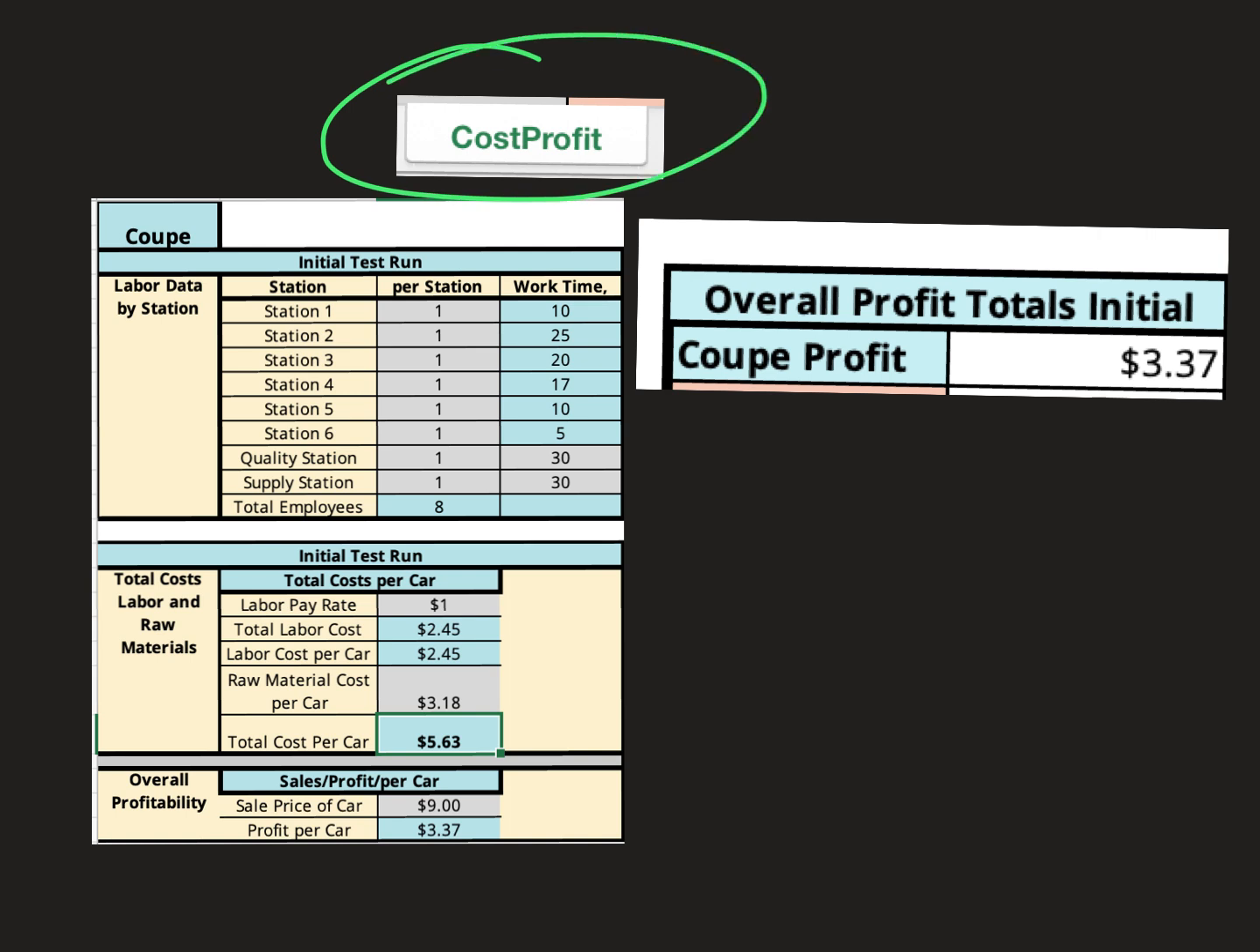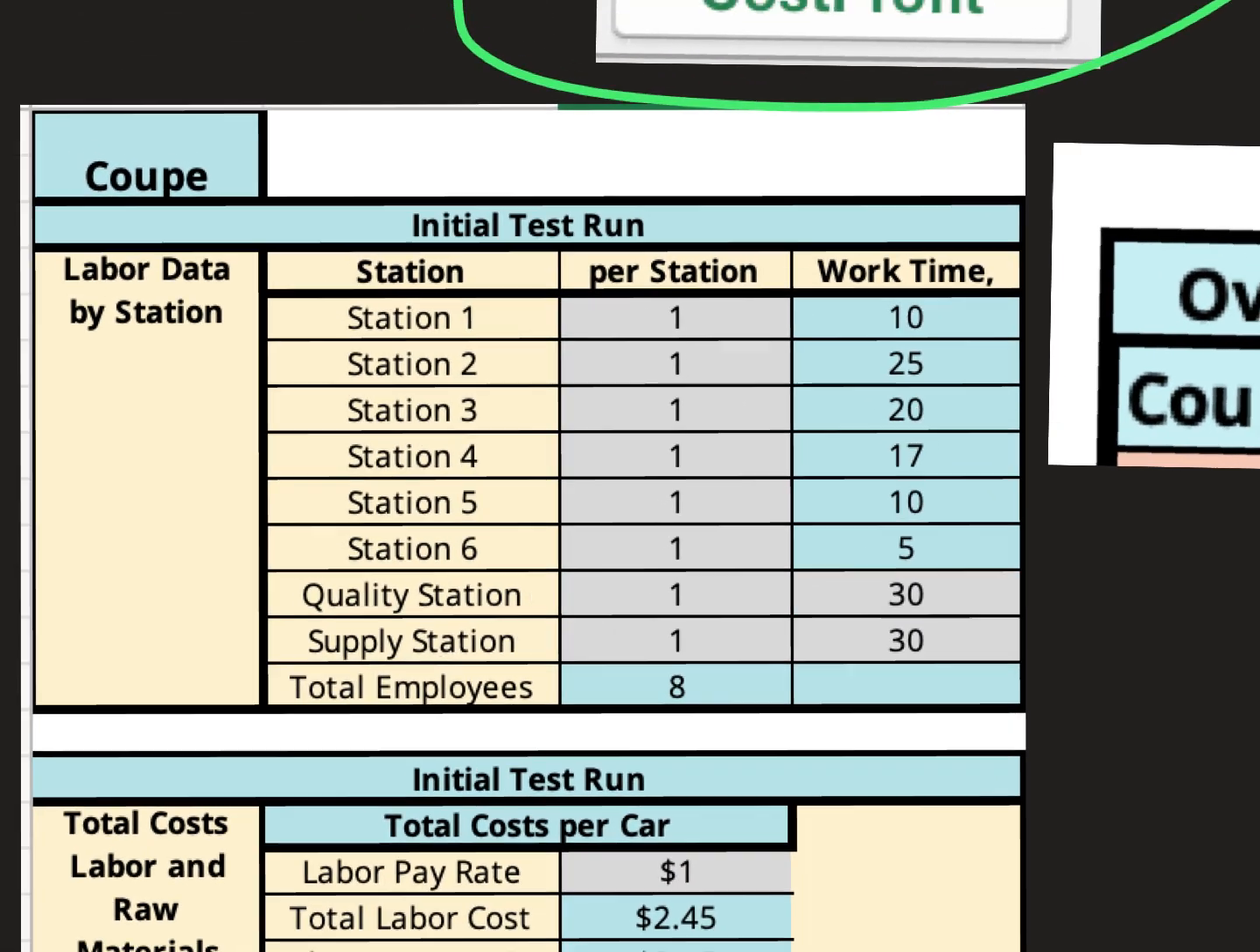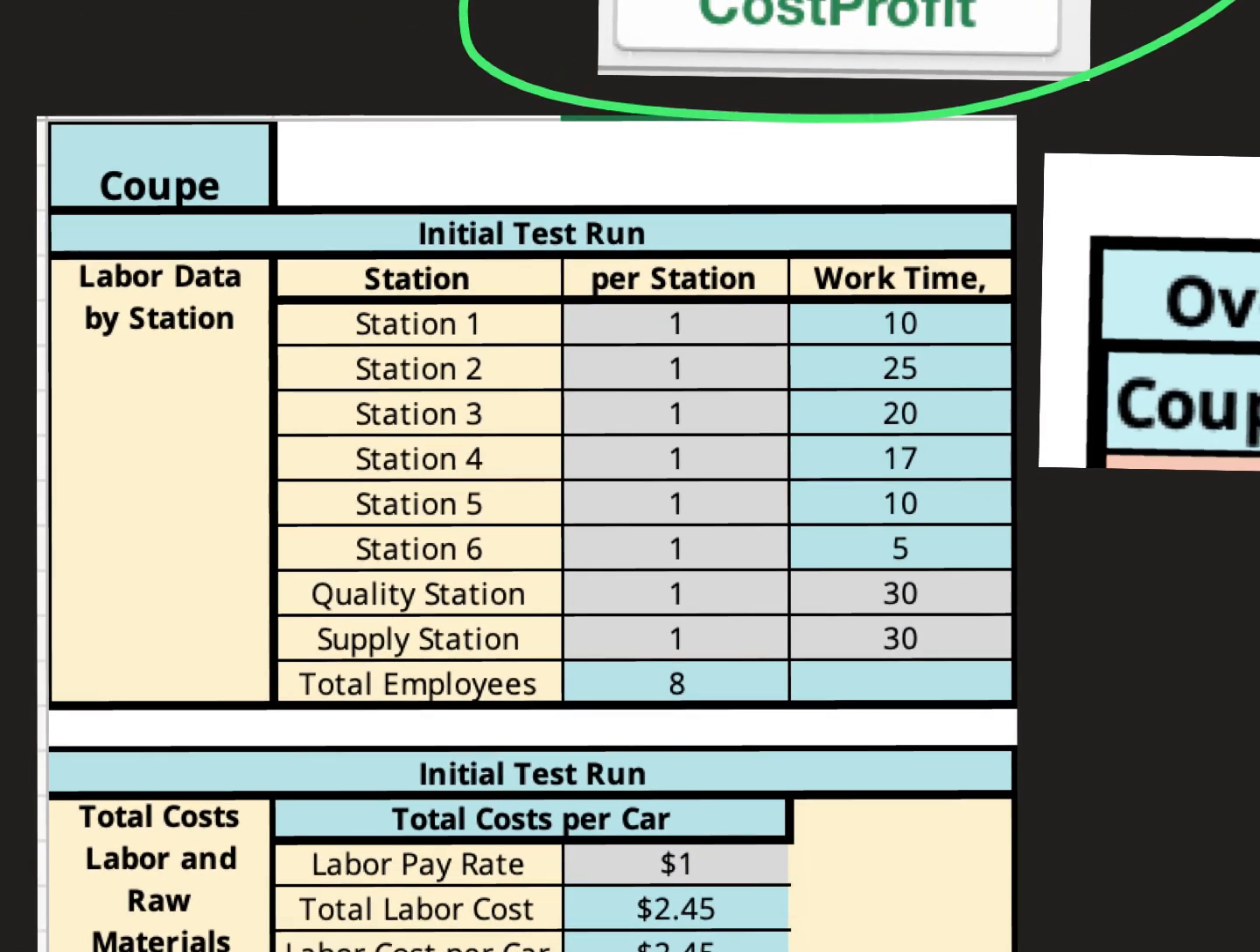Once you get to the cost profit tab of that same spreadsheet, this is where it gets a little more complicated. So on the initial test run, we designed it to have one worker per building station, which is why there's 1, 2, 3, 4, 5, 6 workers, and a quality control engineer and a supply station engineer, which is why there's a total of 8 employees.